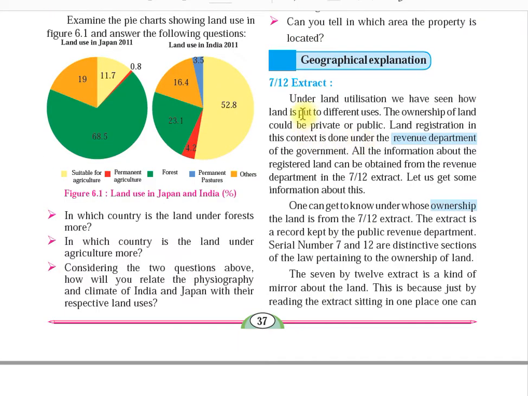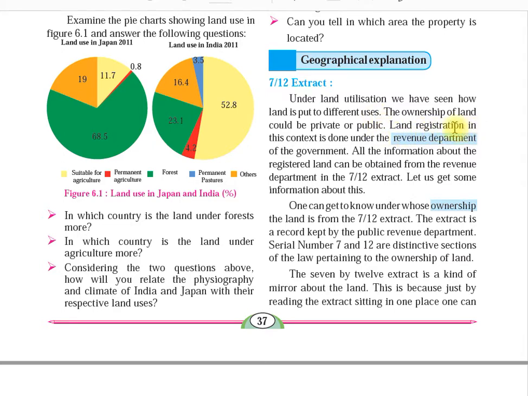So we'll see what you mean by 7 by 12 extract. Under land utilization, how you are going to use the land, that is called land utilization. We have seen how land is put to different uses. We have seen so far how land is used for different purposes, like for pasturing land, planned cities, grassland, then commercial land, transport land use we have seen.